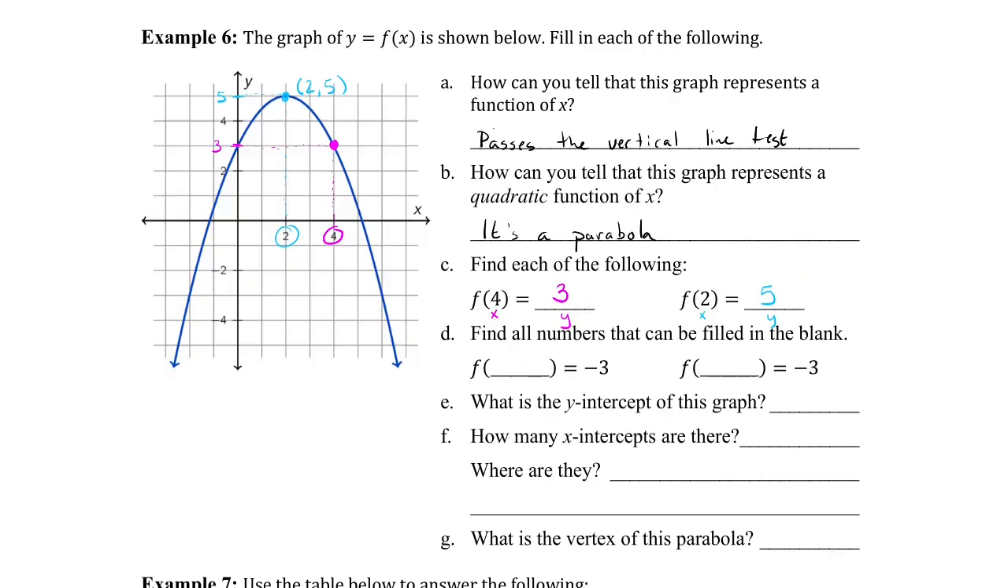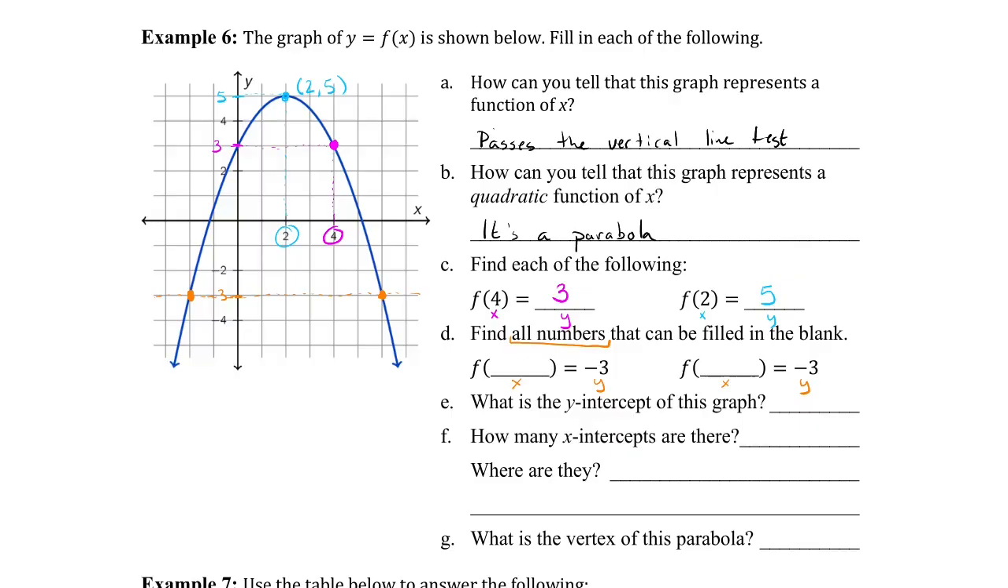Now, this is something that's new for parabolas. We're going to find all the numbers that we can put into this blank. So we're finding x values that go with y value -3. Here's the -3 on the y-axis. And what we notice here is that there are 2 points on this graph that have y value -3.